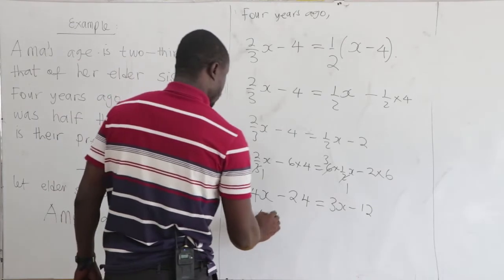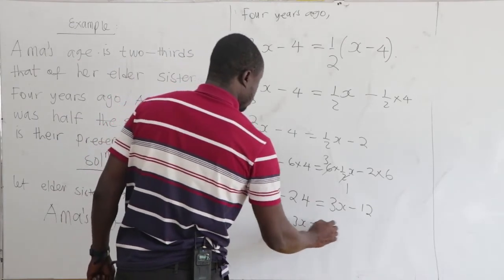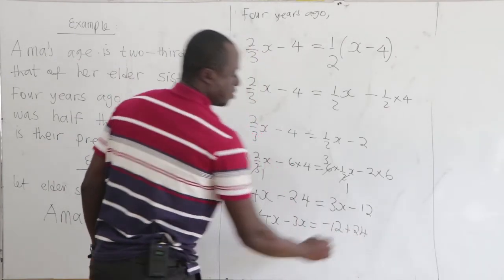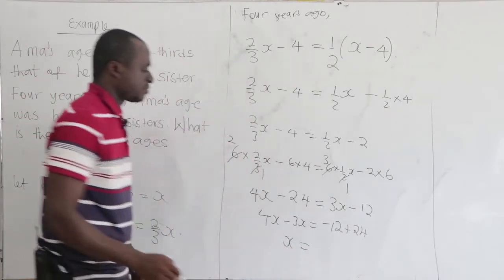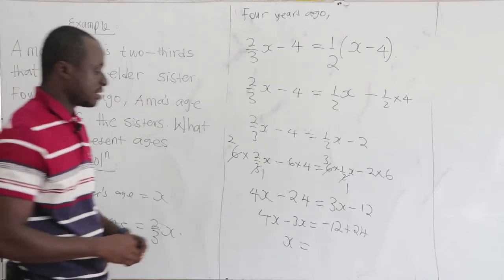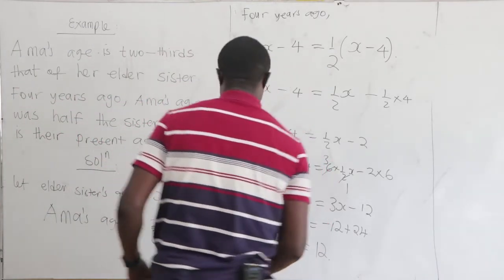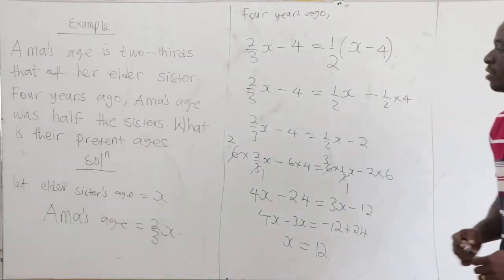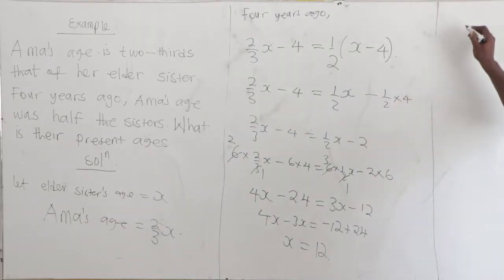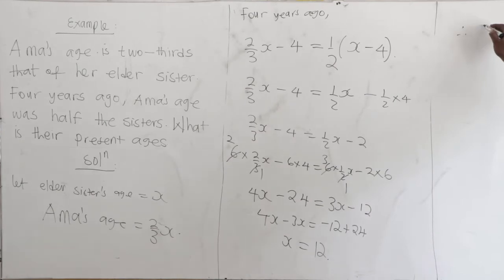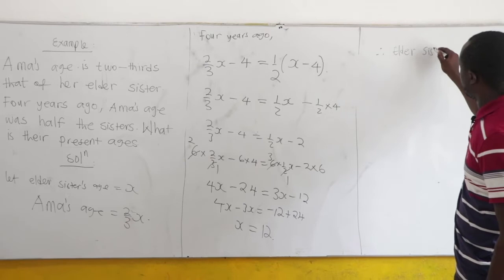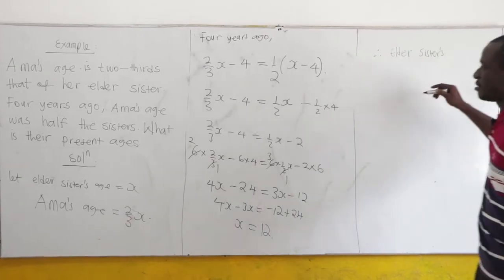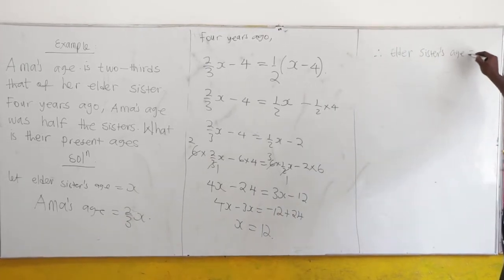Now let's group like terms. We have 4x minus 3x equal to negative 12 plus 24. We want to find x. 4x minus 3x is x, negative 12 plus 24, that is 12. Now, what is their present ages? Hence, that is elder sister's age, which is what? 12 years.